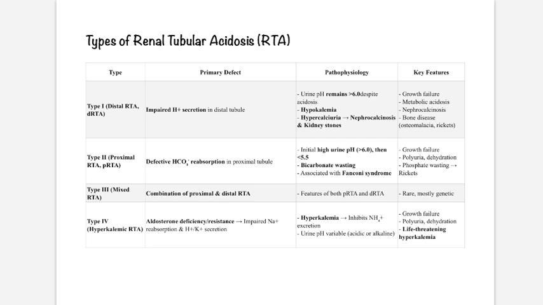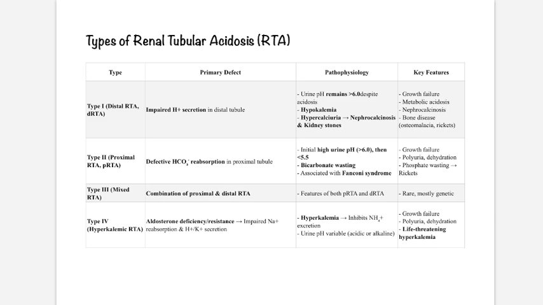Okay, just go with me. Distal RTA we have seen is called type 1 RTA. In distal RTA, impaired H plus secretion in the distal tubules is the main primary defect. So if H plus is not getting secreted, urine will be basic. So the pathophysiology generally relates to this H plus secretion, and a basic understanding is required.